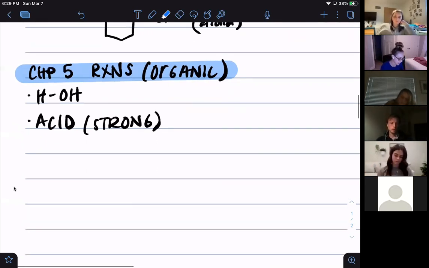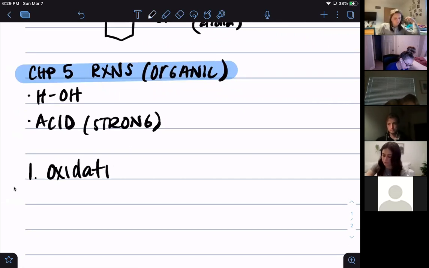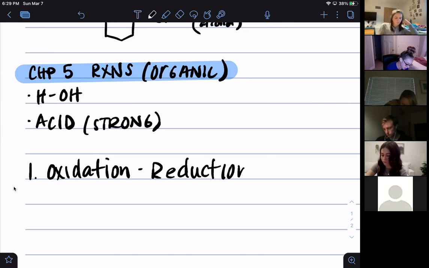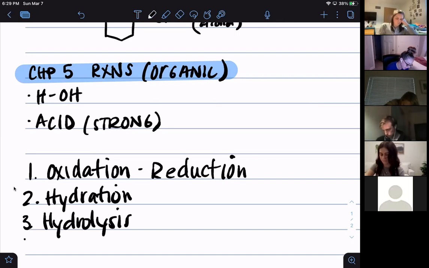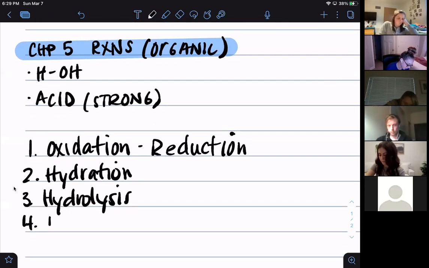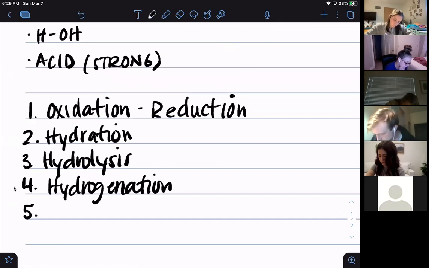So for this, the things that we need to be aware of first, okay, is our favorite: oxidation, reduction. Second, hydration. Third, hydrolysis. Fourth, hydrogenation. And then you need to know condensation.